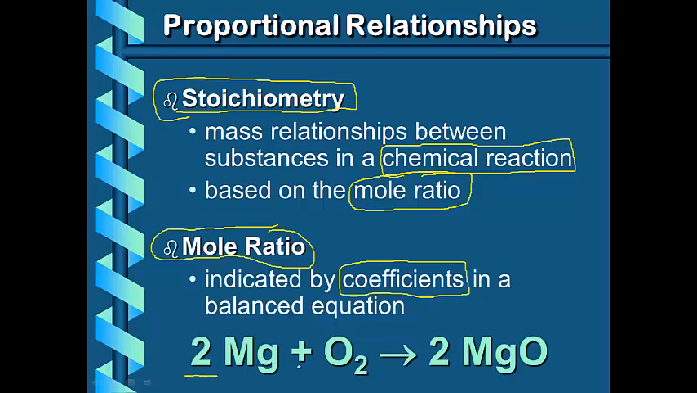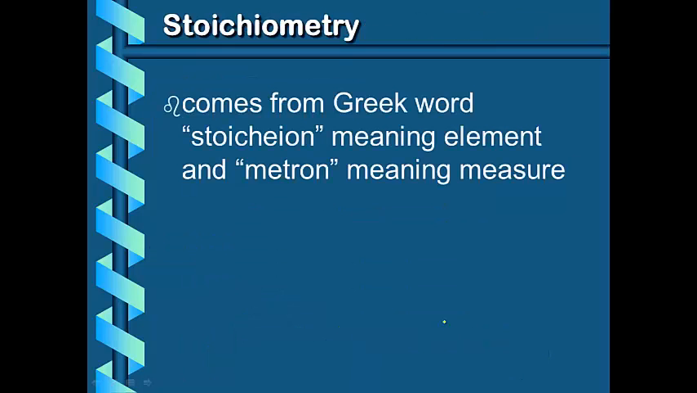So you have 2 magnesiums for every 1 oxygen for my reactants, but I also have this ratio of producing 2 moles of magnesium oxide on the other side. So the coefficients here are going to give us our ratios. So we have 2 magnesiums, 1 oxygen, and 2 magnesium oxides. And you're going to see how we're going to use that in order to do some of these math problems.